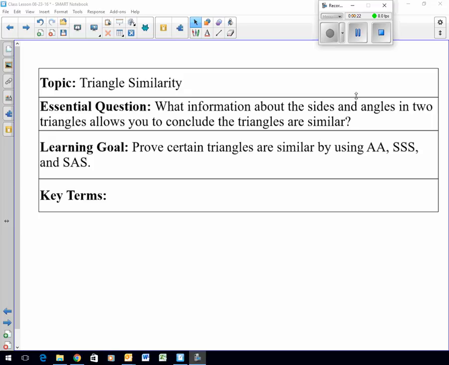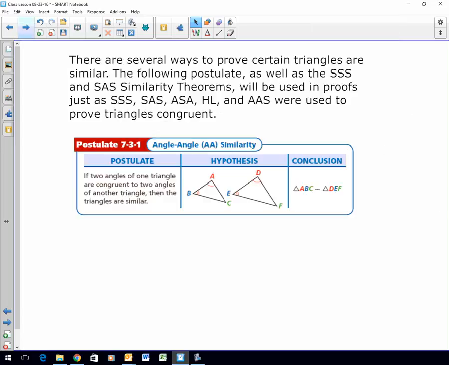Know that AA does not stand for what you think it might stand for. It does not mean Alcoholics Anonymous. It means angle similarity theorem. You're going to need to write down this thing right here that says angle similarity. You also need to write down the postulate.